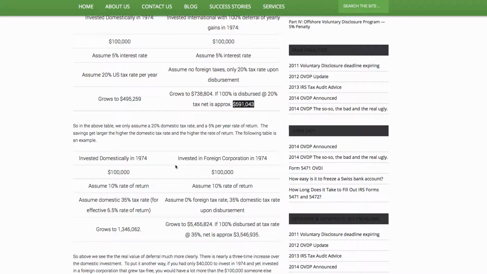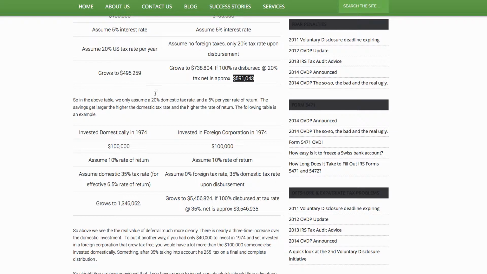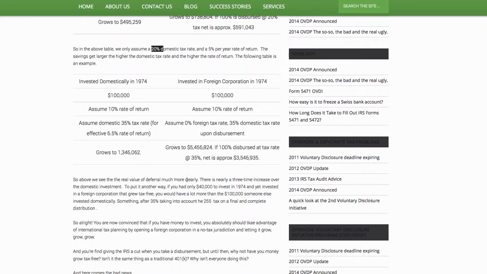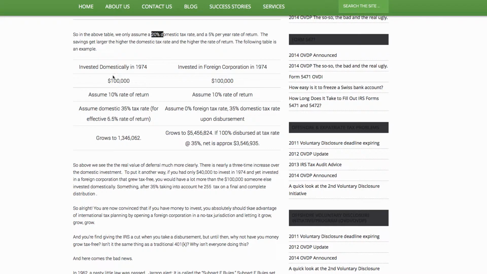Now, that's not such a huge difference, and you're saying that seems like a lot of trouble to invest this way. Well, in this example, we're just giving you a 20% domestic rate and a 5% rate of return. But what if we have a higher domestic tax rate and a higher rate of return? Well, then things get magnified. Here's the same $100,000 in this table, with a 10% rate of return, and assume a 35% tax rate, and that becomes a 6.5% rate of return. Just trust me on that. I'm pretty sure I'm right. Well, anyway, after 40 years, that's going to grow to just a little bit over $1.3 million.